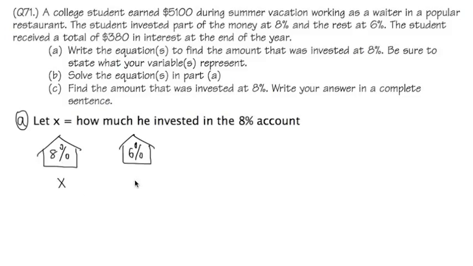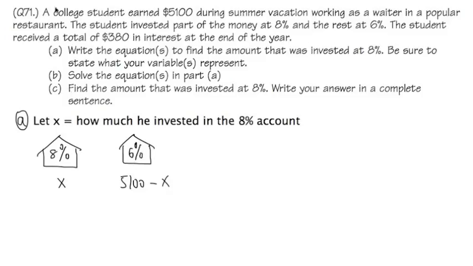Now we have to think about how much money is the rest. He has a total of $5,100, and he's putting X amount of dollars right here. The rest must be $5,100 minus X. You can think about it like this: if he's putting $3,000 into the 8% account, he must have $2,100 in the 6% account. How did we get the $2,100? Because $5,100 minus $3,000. So X dollars go into the 8% account, and $5,100 minus X goes into the 6% account.